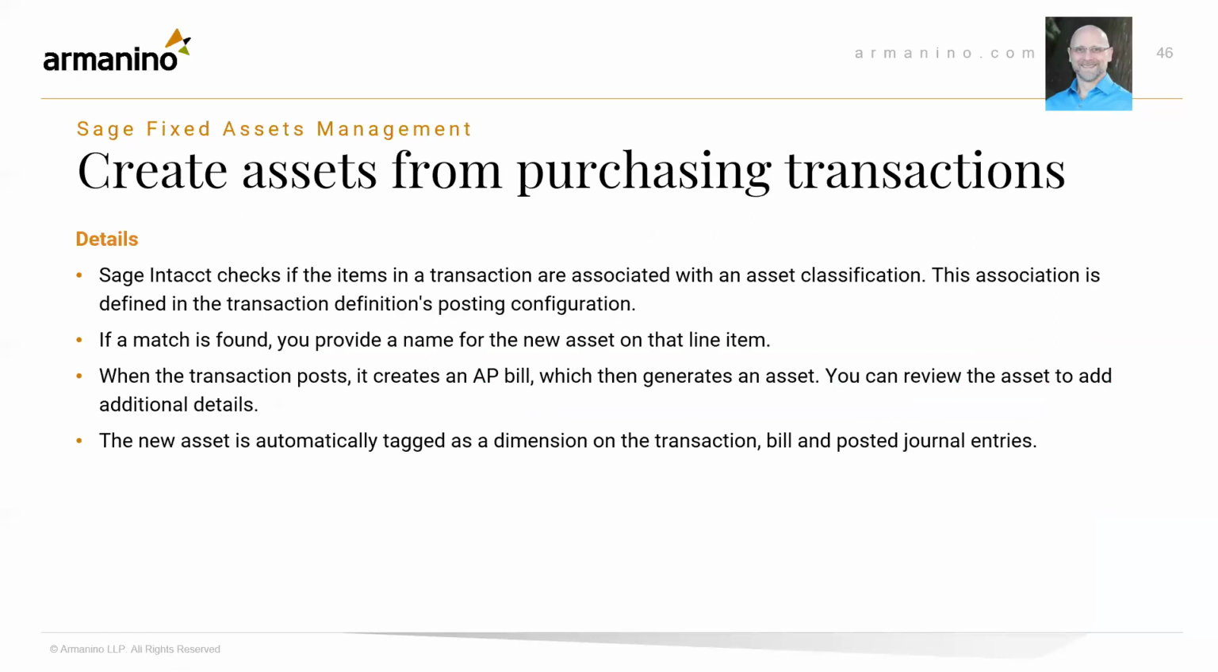So Sage Intacct, the details. Sage Intacct checks if the items in a transaction are associated with an asset classification. The association is defined in the asset or the transaction definition's posting configuration. If a match is found, you provide a name for the new asset on that line item. When the transaction posts, it creates an AP bill, which then generates an asset. You can review the asset to add additional details in the fixed assets module. The new asset is automatically tagged as a dimension on the transaction, which is totally cool that you have a new dimension now for fixed assets.